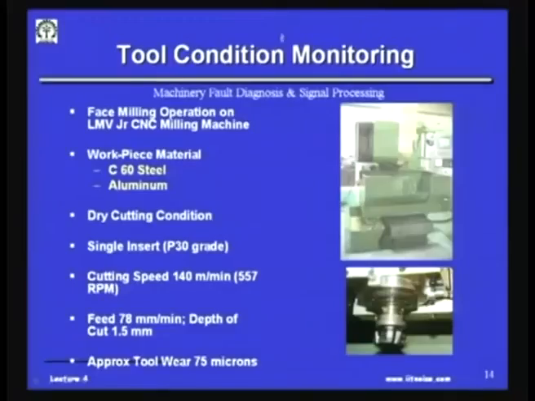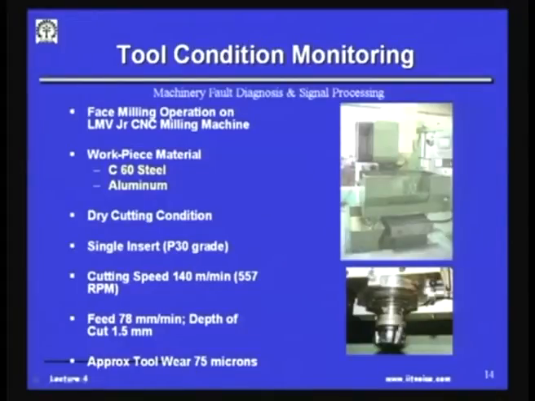But here let me tell you what this tool condition monitoring is about. We have a face milling operation being done on a machine. We used two cases of work material, one was steel and another was aluminum. There was no cutting fluid used, it was a dry cutting condition. There was a single cutting tool insert, and the cutting speed was approximately 140 meters per minute or 557 RPM of the spindle. Feed and depth of cut were maintained low, and the approximate tool wear was 75.